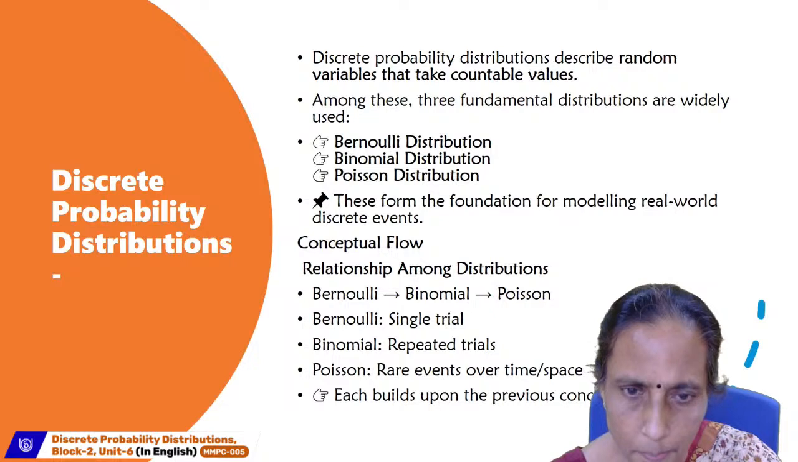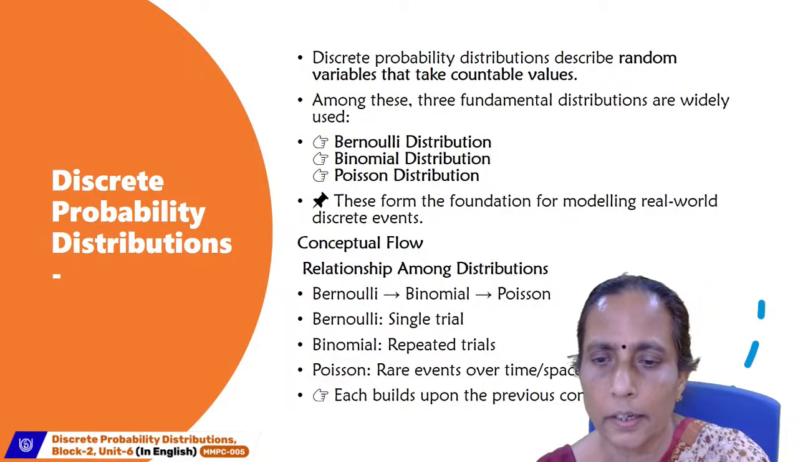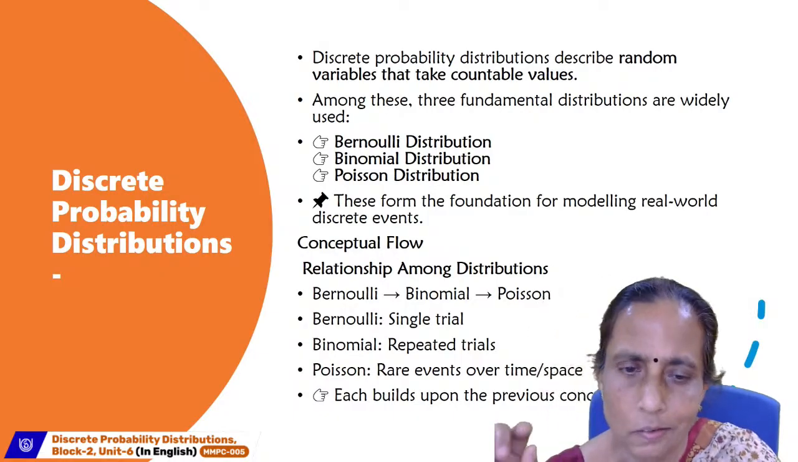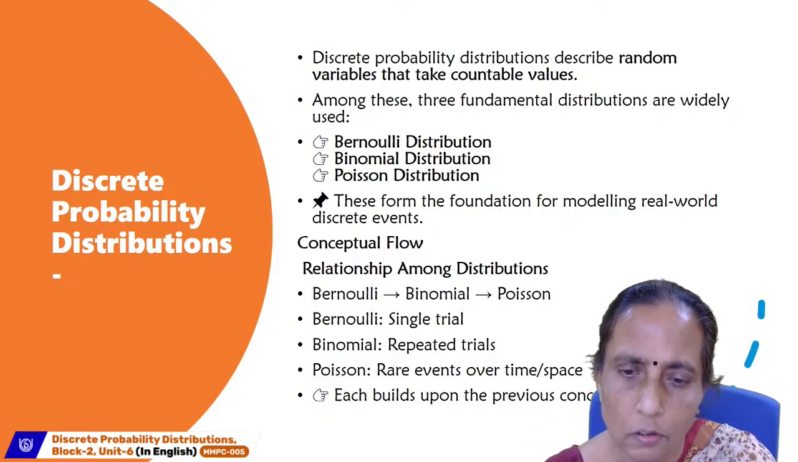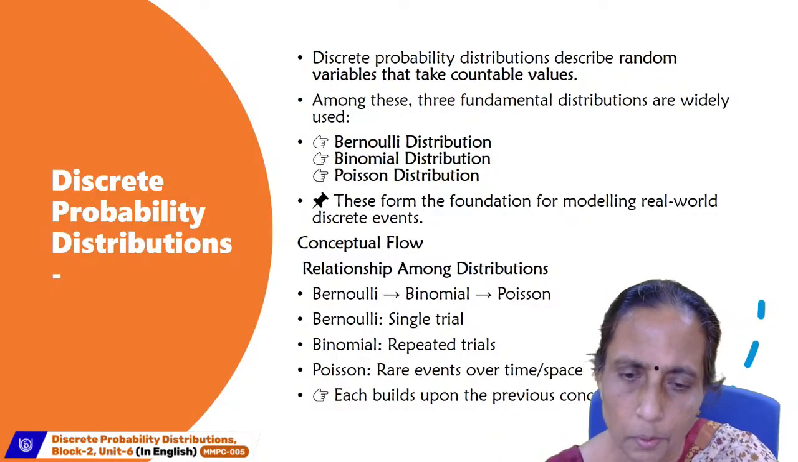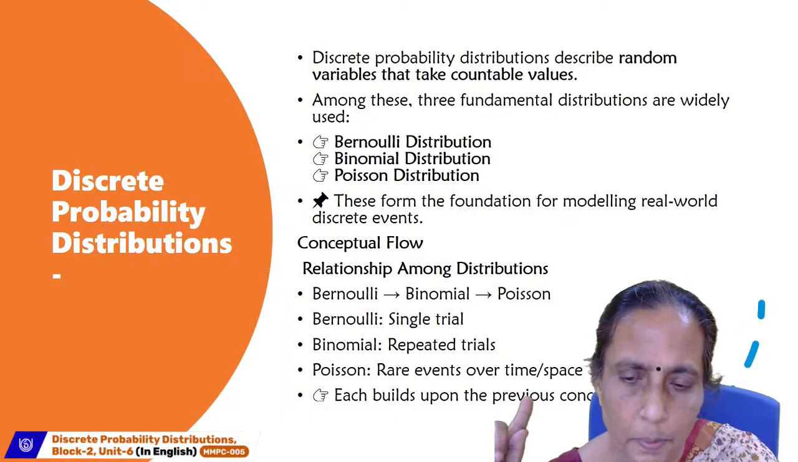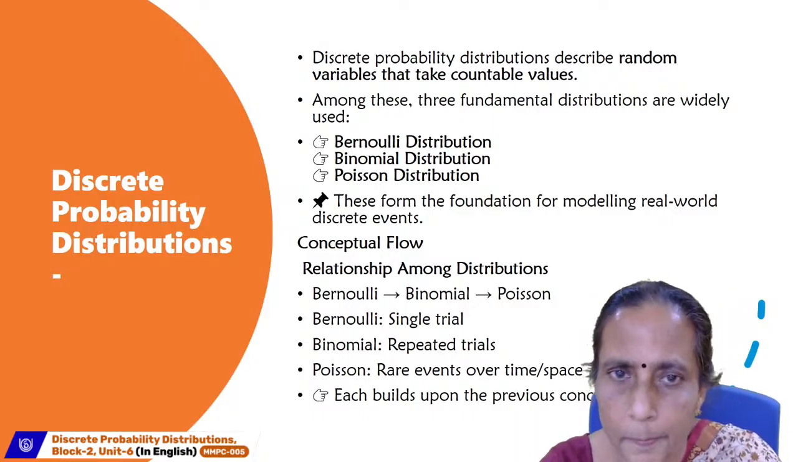Considering the relationship, Bernoulli leads us to binomial, and that leads us to Poisson. Bernoulli is based on a single trial, whereas binomial is based on repeated trials, and the Poisson distribution is basically for rare events over time or space. Each builds upon the previous concepts that we have studied.